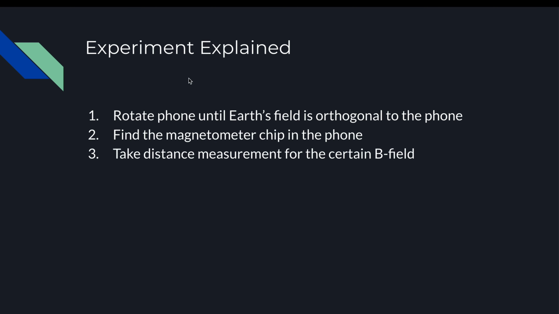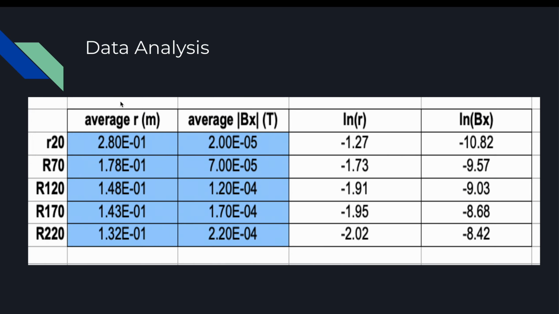Experiment explained: rotate the phone until the Earth's field is orthogonal to the phone, find the magnetometer chip in the phone, and then take distance measurements for the certain B field. All right, so here's my data. As you can see, the closer you are to the bar magnet, the higher the B field is going to be.